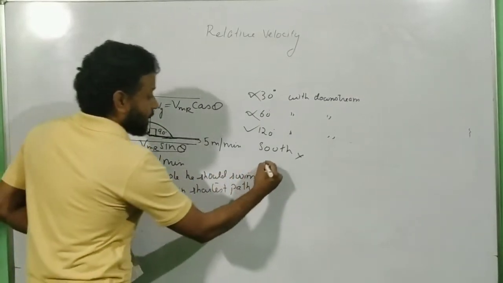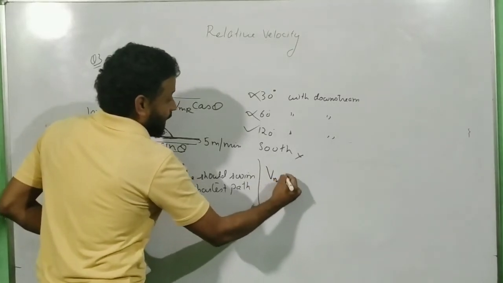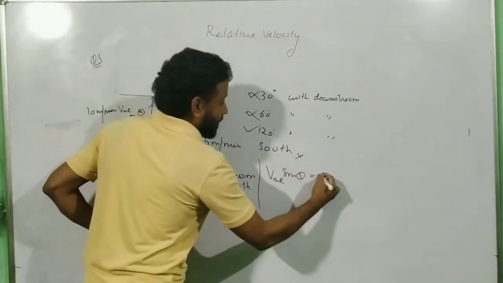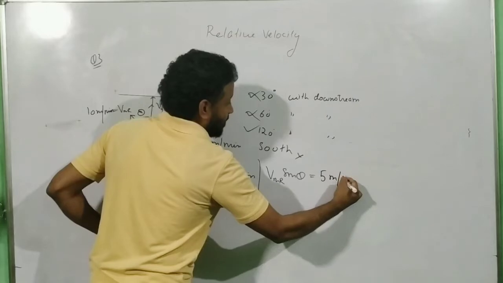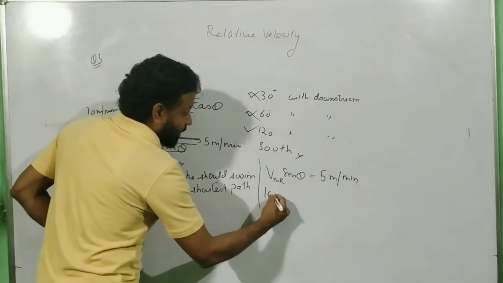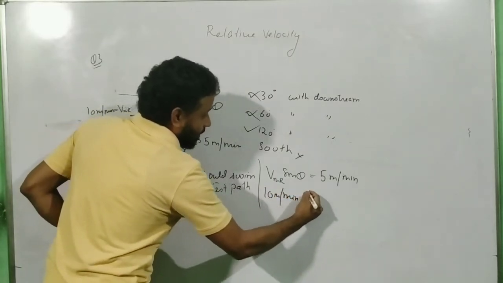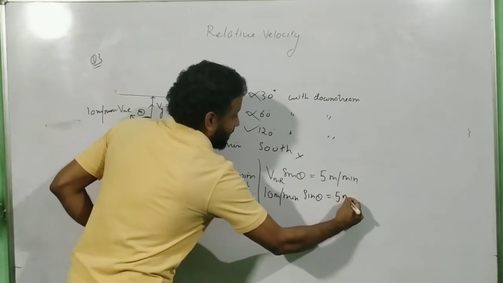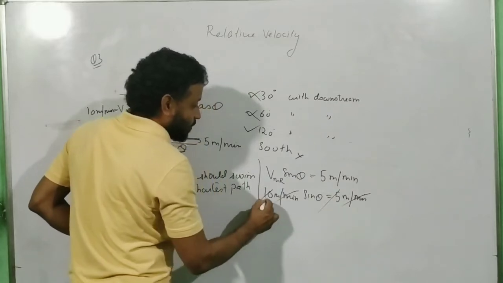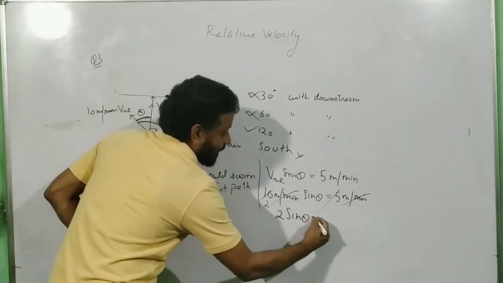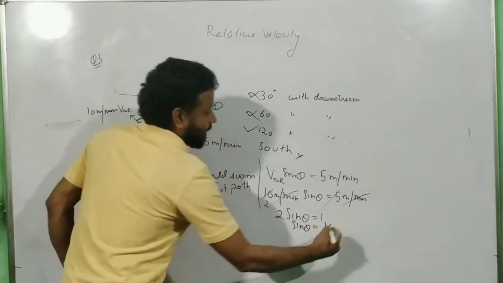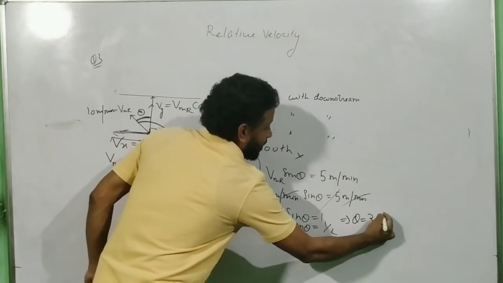As per the condition, VMR sin theta, which is acting in this direction, must counterbalance this 5 meter per minute. And what is the VMR given to you? The man can swim with a velocity of 10 meter per minute, so 10 multiplied by sin theta is equal to 5 meter per minute. I am doing it very slowly. So this gives 2 sin theta equals 1, hence sin theta equals half, and this implies theta equals 30 degree.